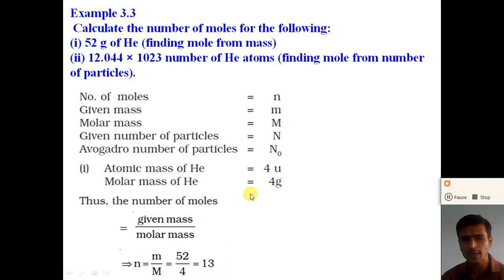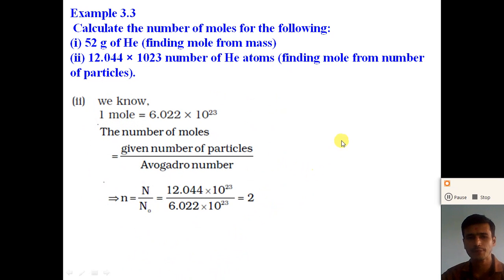So how can we calculate the mole from the mass? Understand, dear student? The total mass divided by the molar mass gives the number of moles. So here, the total mass of He is 52 gram divided by the molar mass of He, 4 gram. So we get the number of moles, 52 divided by 4, which is 13 mole.